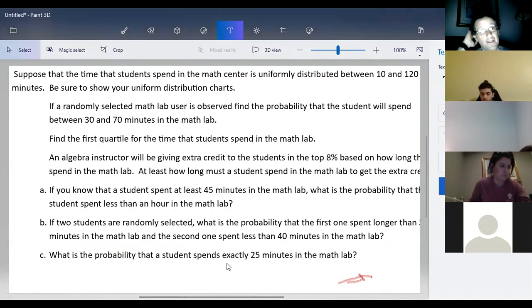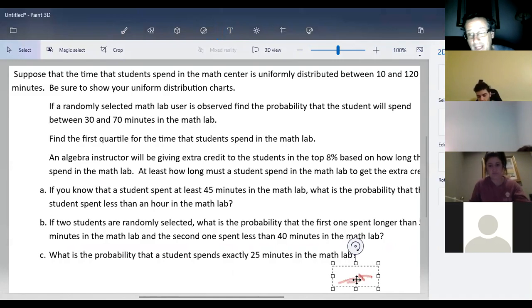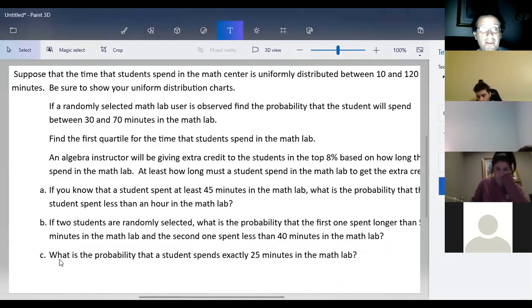All right. Suppose that the time that students spend in the Math Center is uniformly distributed between 10 and 120 minutes. So uniformly distributed, as I mentioned a little while ago, that's going to be the rectangle. That means that if you take the shape of the distribution, we're going to have a rectangle. Any questions on that?